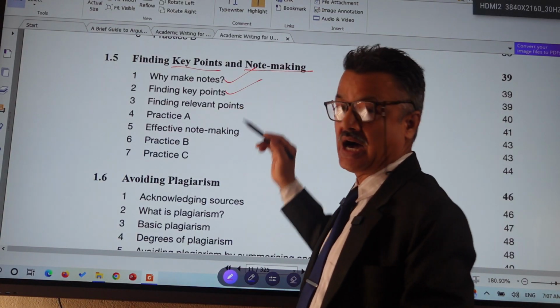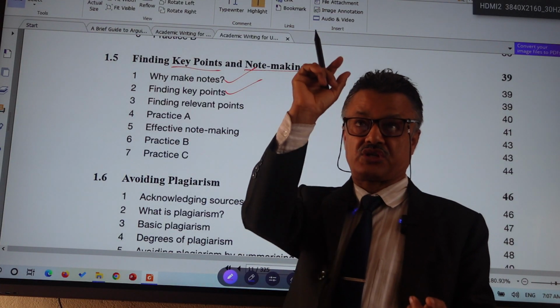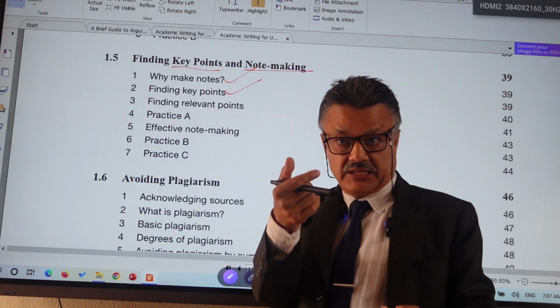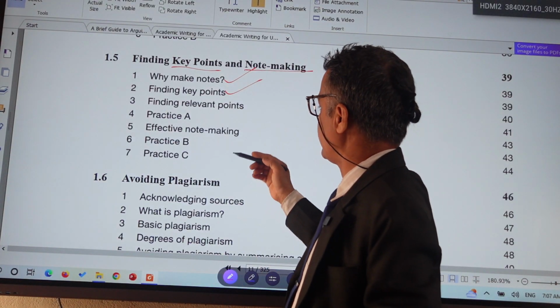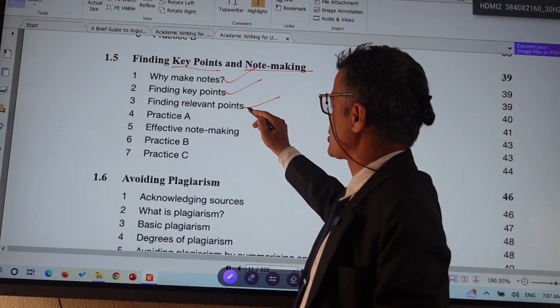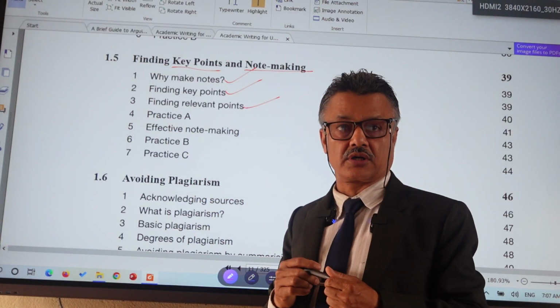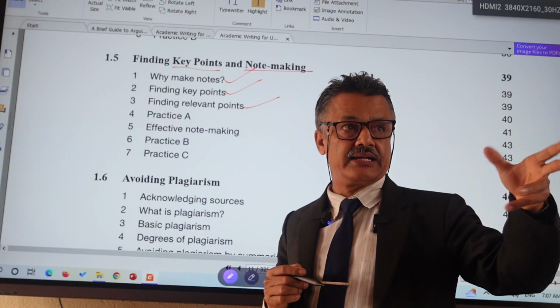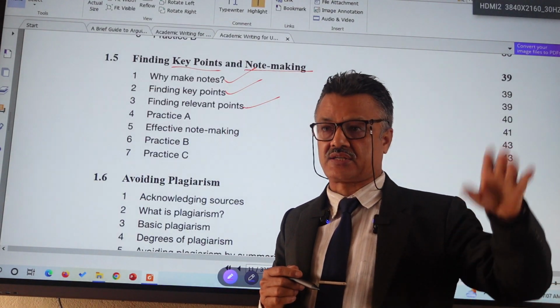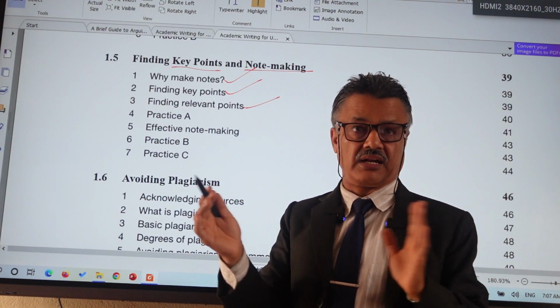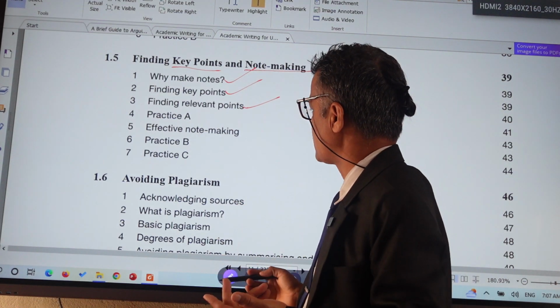Finding key points, how? Focusing on the main idea. First sentence or last sentence or in the middle, right? Then relevant points. Your idea should be related to the topic. Suppose you are reading about consumer behavior and the idea is about price rise and fall. Now it is not related or maybe related, you decide, right?